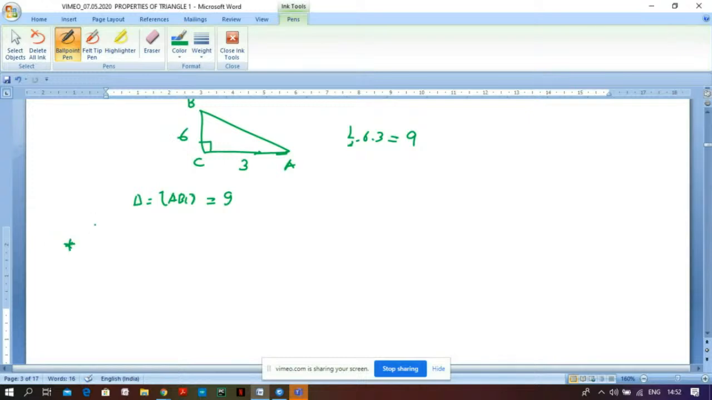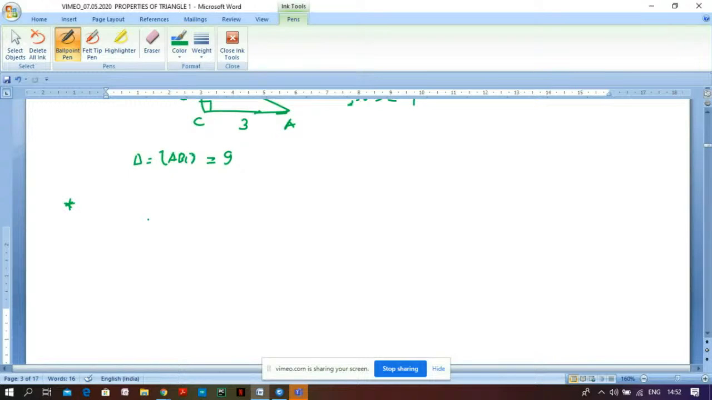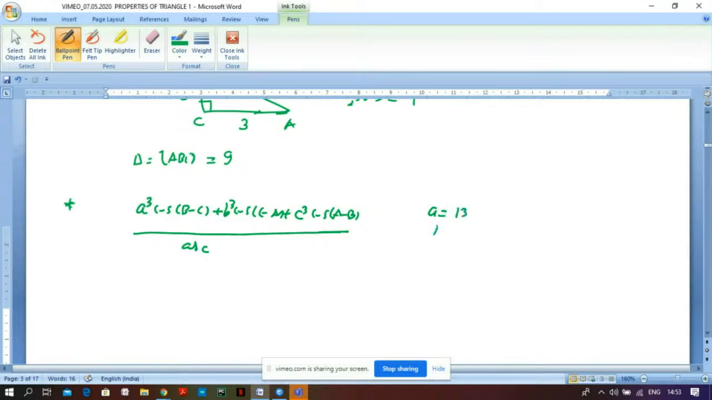Okay, our next example, it just uses some other result. So we have to find a cube cos of b minus c plus b cube cos of c minus a plus c cube cos of a minus b over abc, where a is given to be 13, b is 14, and c is 15. Means that there is a triangle whose sides are 13, 14, and 15.